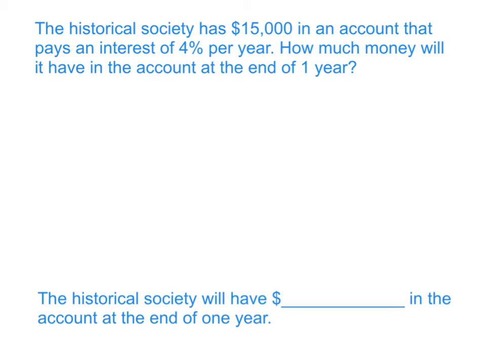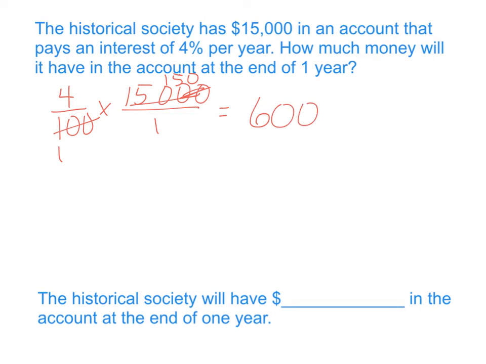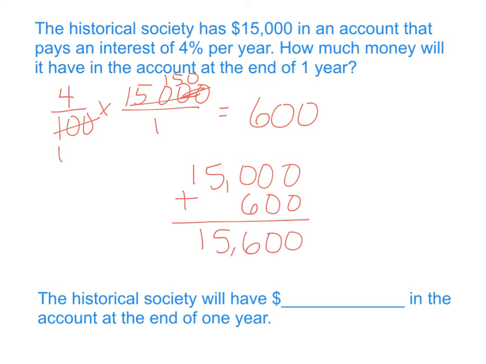Okay, so I'm going to start with my 4%, 4 out of 100, times 15,000. Dividing these both by 100 gives me 150. Cross off my zeros here. And 4 times 150 is $600. So we get an interest of $600, so we add that on. So our total in the account at the end is going to be $15,600.